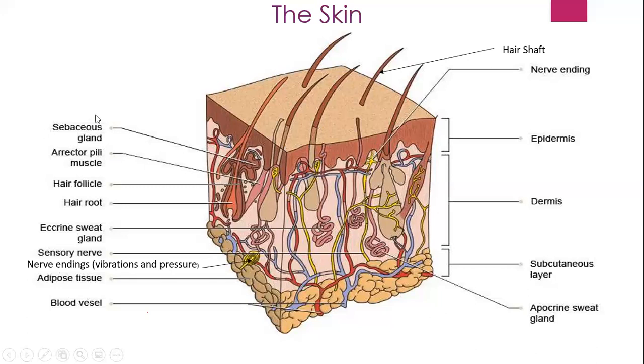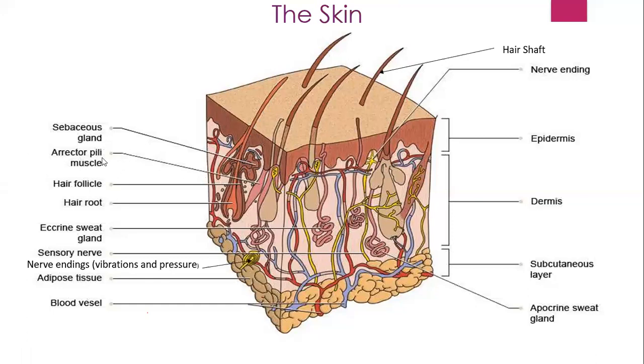I'm going to start here on the left-hand side. We've got your sebaceous gland. Can anybody tell me what the function of your sebaceous gland is? Does anyone know? What does it produce? So our sebaceous gland is going to produce oil. So the oil travels up through the hair follicle and up to the hair shaft.